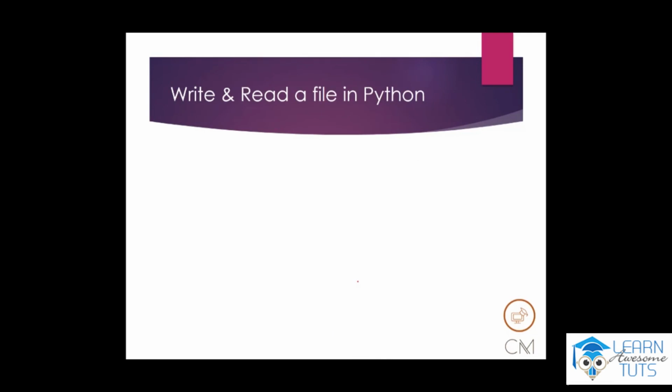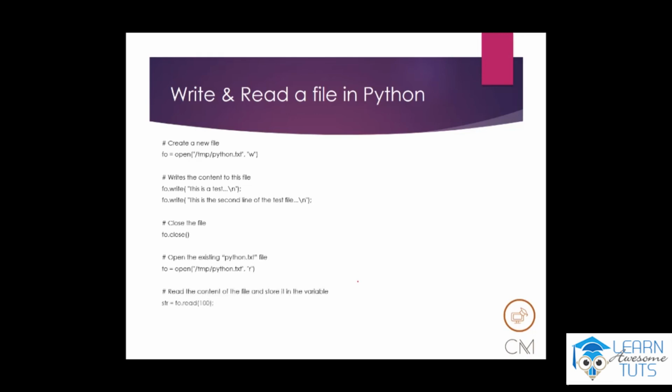And finally, let's see exactly the same functionality, the same program, in Python. So I would like to create a new file, and as you can see, I define a variable called fo with the file, the name of the file and the directory that I would like to use. The w means that it is in write mode. I would like to use this file and use the built-in function write to write in this file "This is a test", and then change line and write again "This is the second line of the test file", and then close the file.